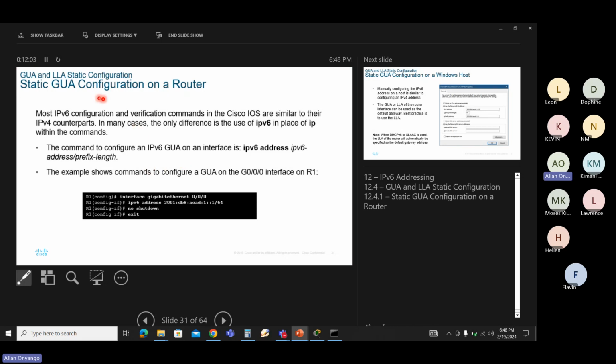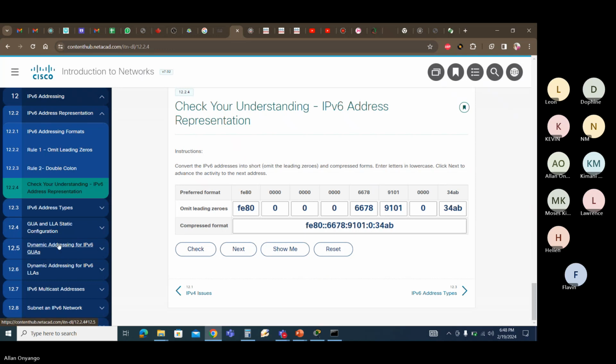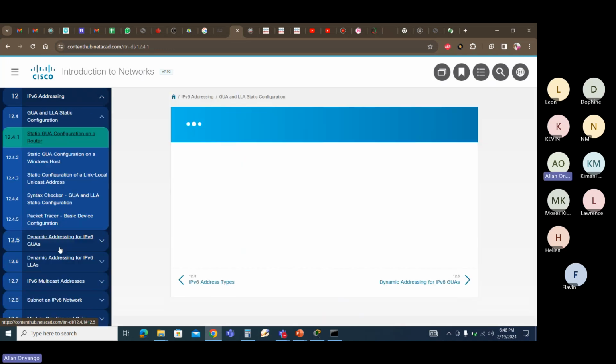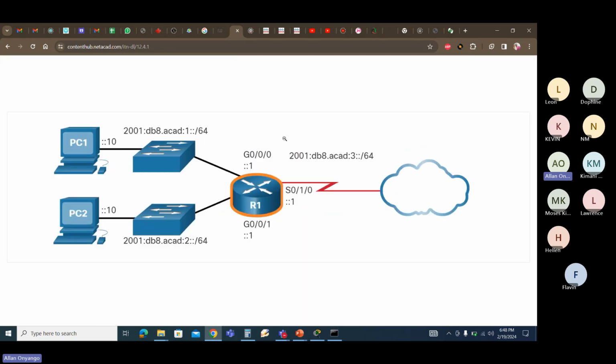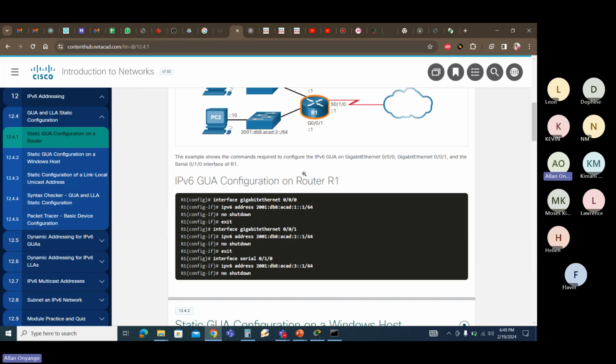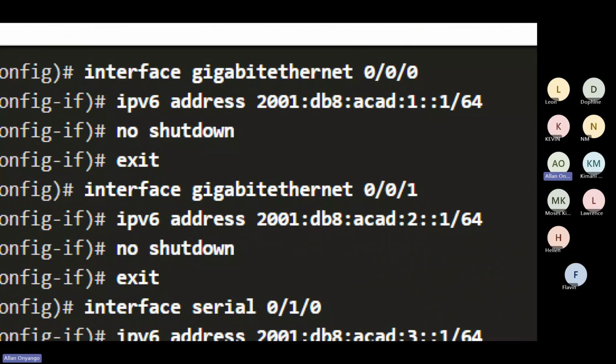If you want to configure a global unicast address, it's very simple. I want to show you this more clearly. Let me see how to do the configurations. So to configure the global unicast address, let's say we have a router like this with three interfaces. This is G0/0/0, G0/0/1 for here, and then this third interface is S0/1/0. How do you configure them? This is what you do. Very simple. We are just doing the global unicast address first.